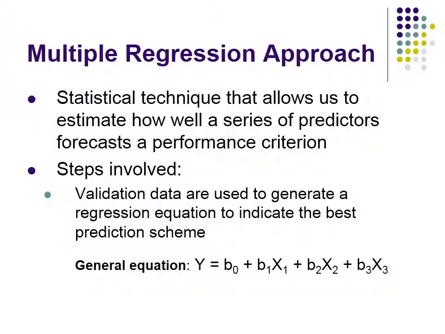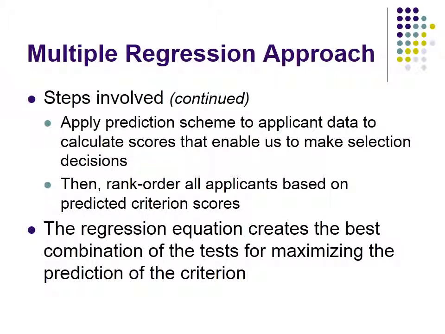And what that means is that because you're looking at all the selectors at once in a statistical model, if you have very high scores in a few and one low score, those high scores might compensate for that low score, and you still might get the job. So once we actually have that regression equation, we apply that predicted scheme to applicant data to calculate scores that enable us to make a selection decision.